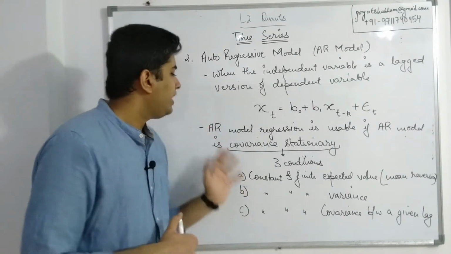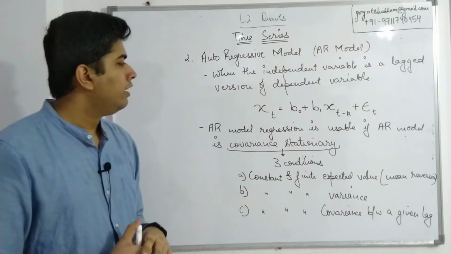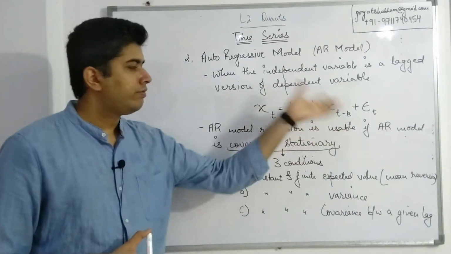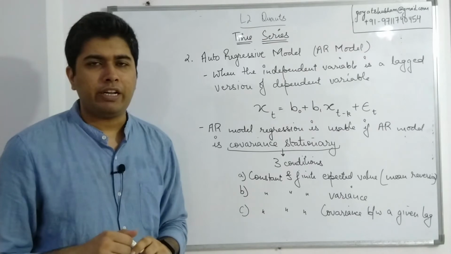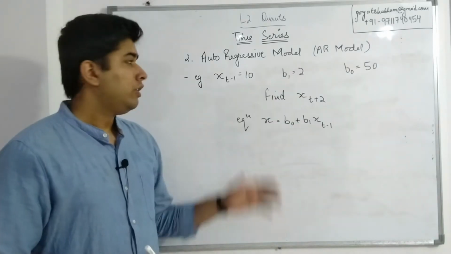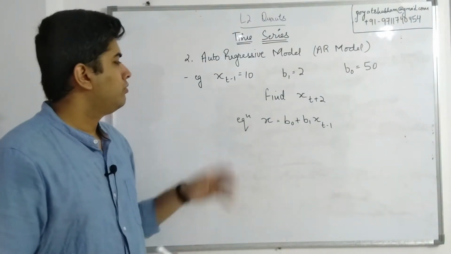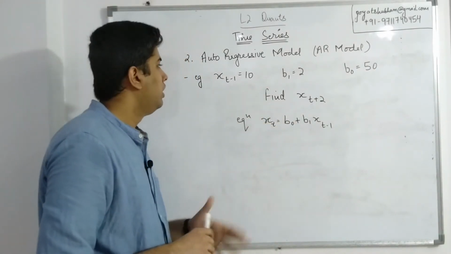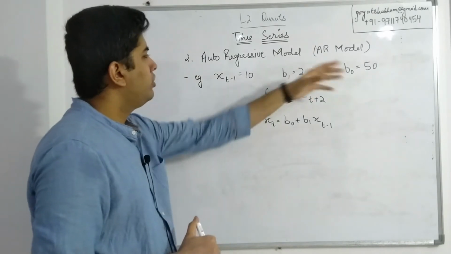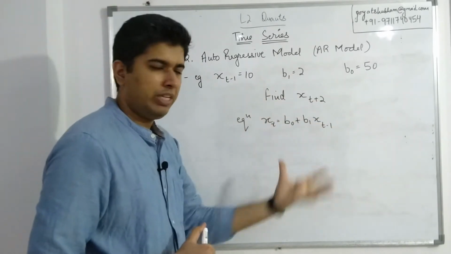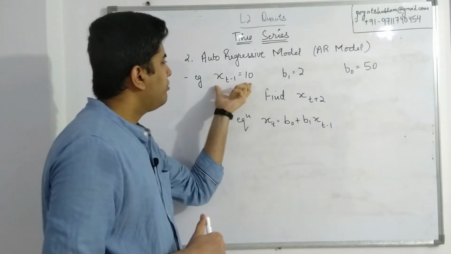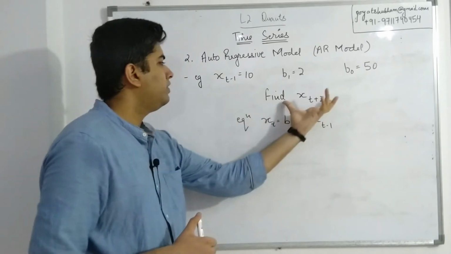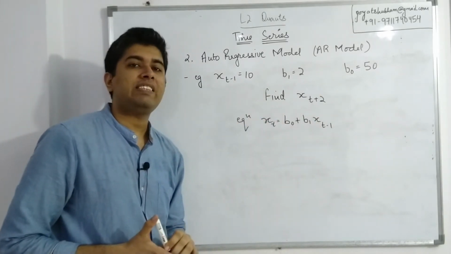So now that we have these three conditions done, let's look at an example as to how we'll predict xt if values are given. Again, a very basic mathematical calculation. So here is a small example to let you get a little bit more familiar with the AR model. A question could give you this kind of information. They give you a base equation and they give you values of t minus 1, b1 and b0. Once you have all of this, the question is saying find out what the value is of xt plus 2.